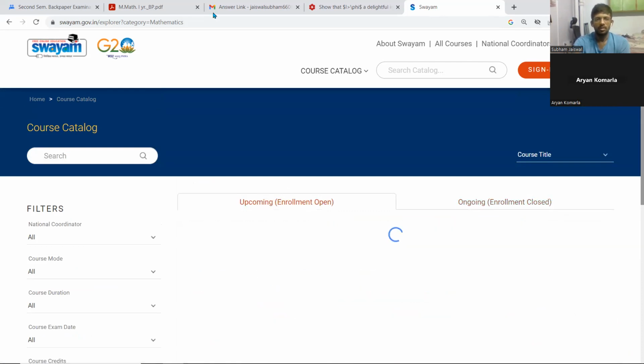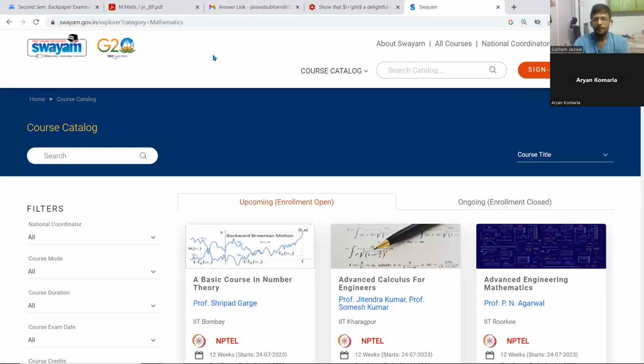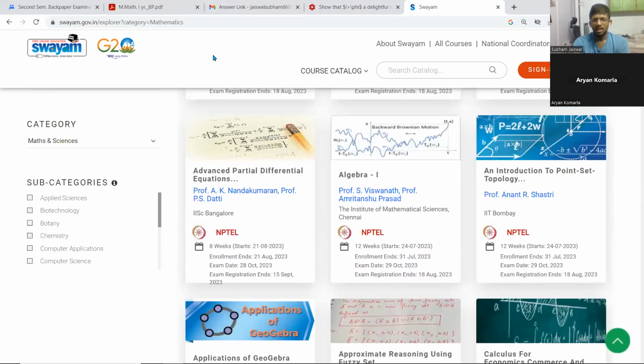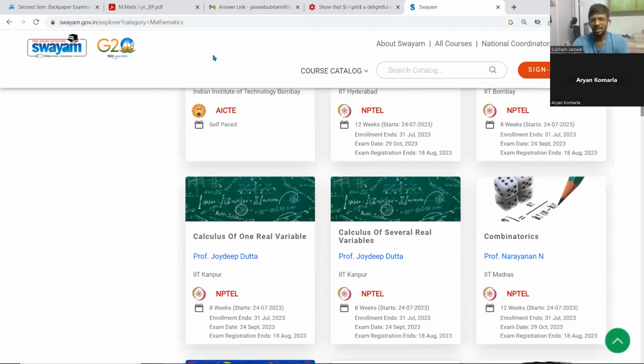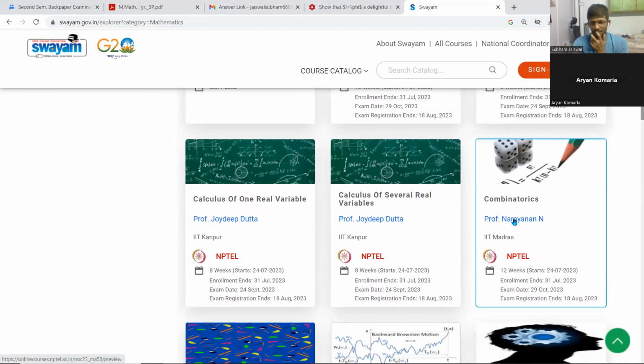Are there any combinatorics courses? Because that's sort of my weakest area. Yes, combinatorics is there. This professor, Narayanan, is also very good actually. I know him. He was there in this workshop in Pondicherry. But you can take it.